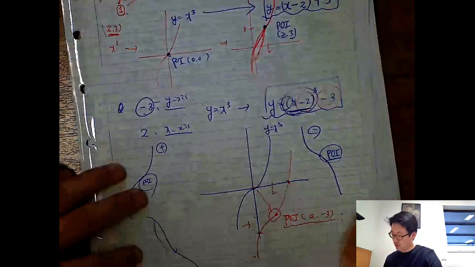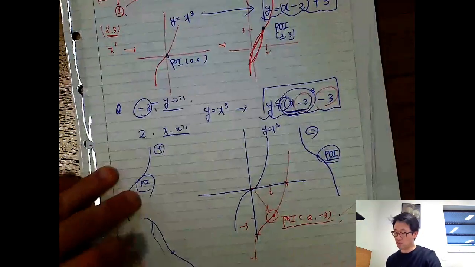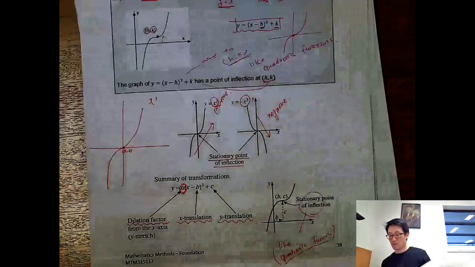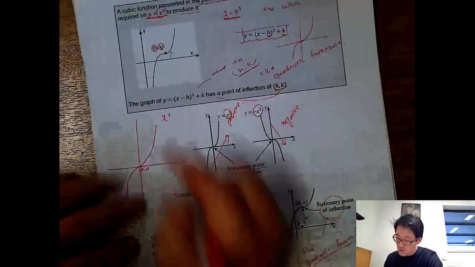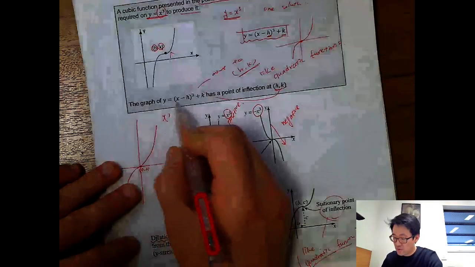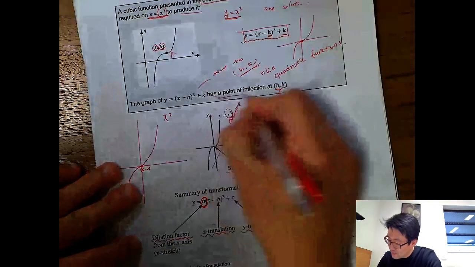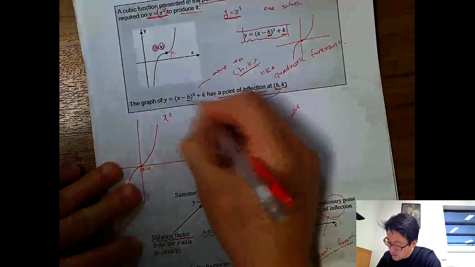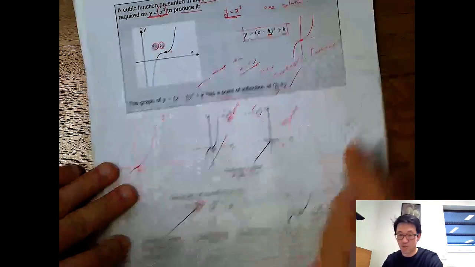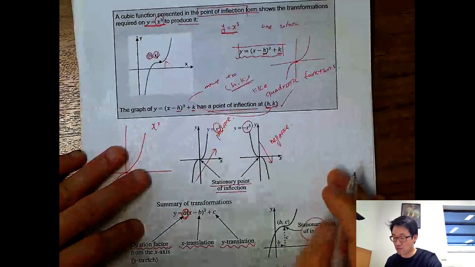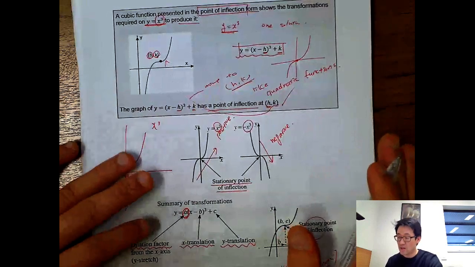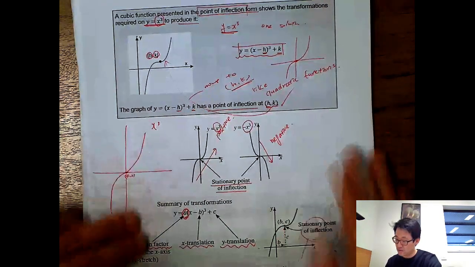Are you guys getting it? Hopefully you get used to doing that. All right. So the graph of y equals (x minus h) cubed plus k has a point of inflection at h and k. I keep talking about that. Hopefully you understand the concept now. It's quite straightforward. Just think about quadratic.